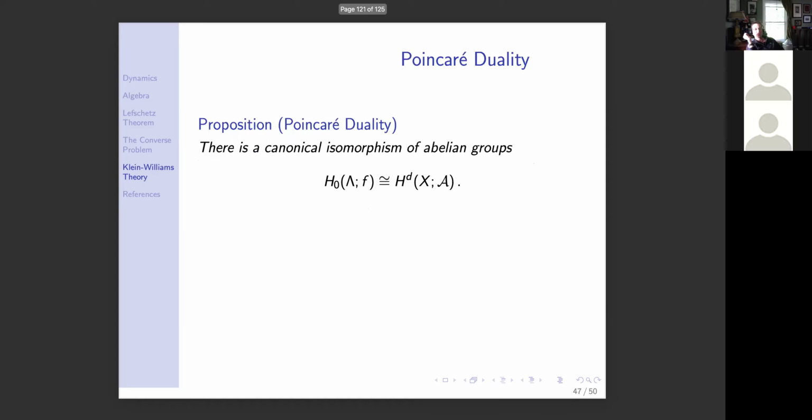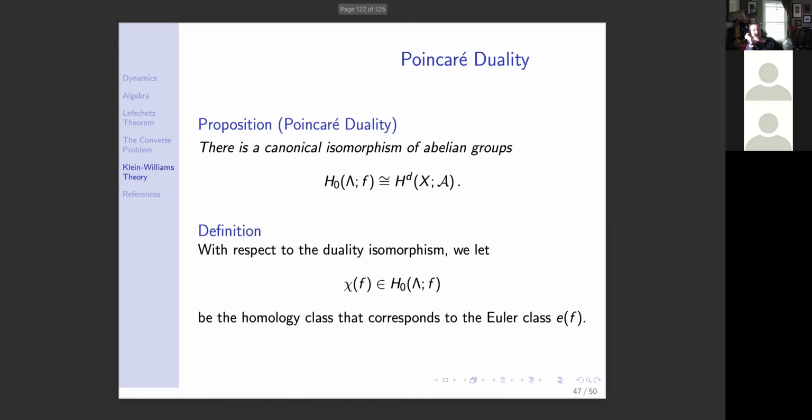And then there's a third step in all of this called Poincare duality, which is a canonical isomorphism of abelian groups from the Hochschild homology in degree 0 of f of lambda with coefficients in f to the twisted cohomology in dimension d. And so we can define, with respect to the duality isomorphism, a class which corresponds to the Euler class, which we'll call chi of f again. And this chi of f doesn't require f to be transverse to define it. That's the beauty of all of this. We are not using transversality here.